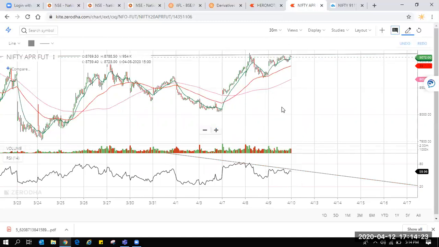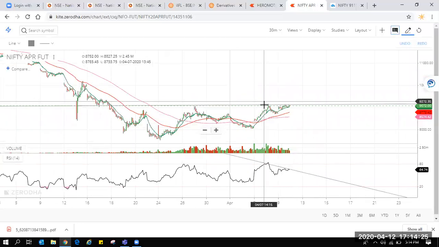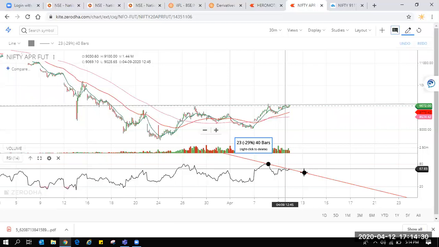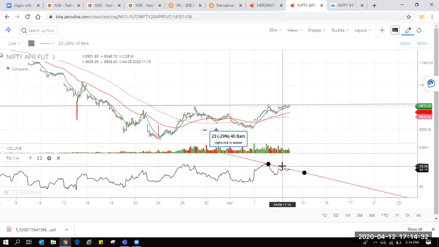Now if I see this on 30 minutes also, again, if you see, it is going up, but your RSI is going down. So there is a high chance that Nifty can fall.